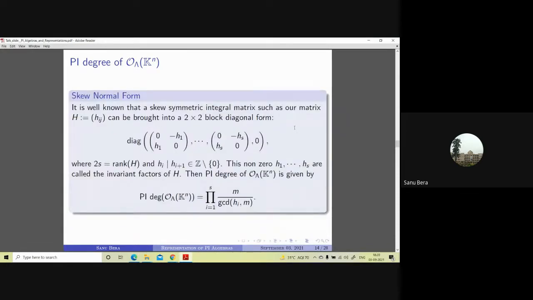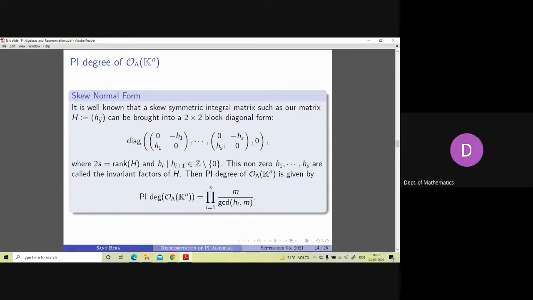But the skew normal form gives us a suitable form of a skew symmetric integral matrix. It changes our skew symmetric integral matrix into a block diagonal matrix that looks like this, where 2s will be the rank of H, the rank of that skew symmetric integral matrix, and Hi divides Hi plus 1, and they are all non-zero. The non-zero entries are called the invariant factors of that integral matrix. And all Hi occur twice here actually.